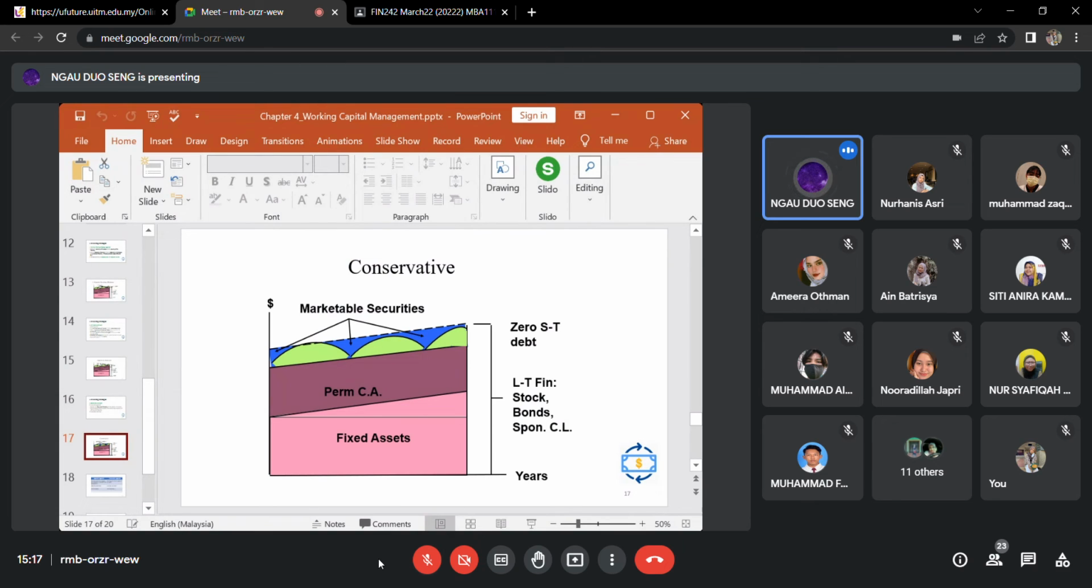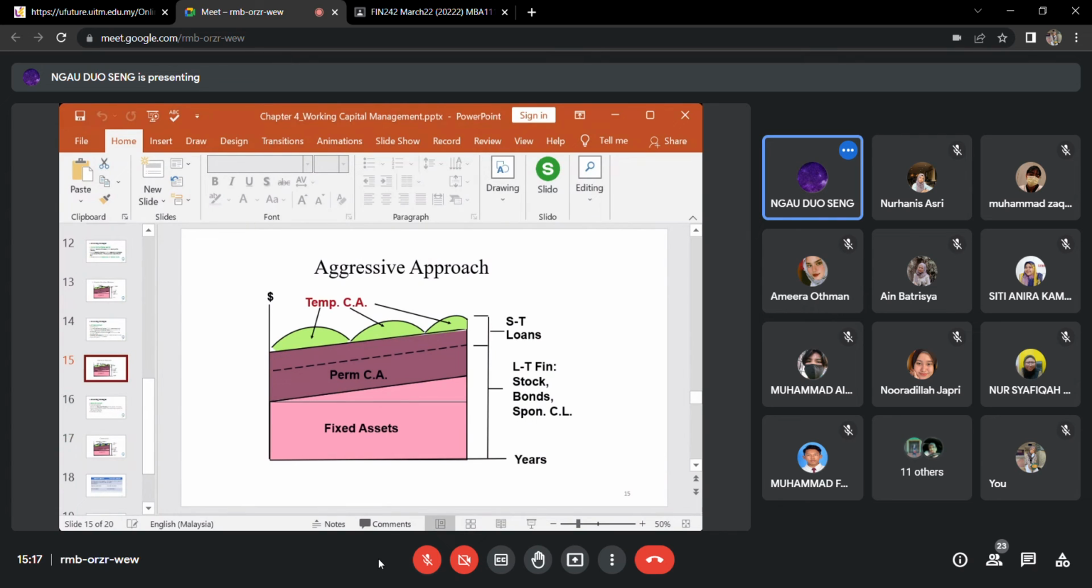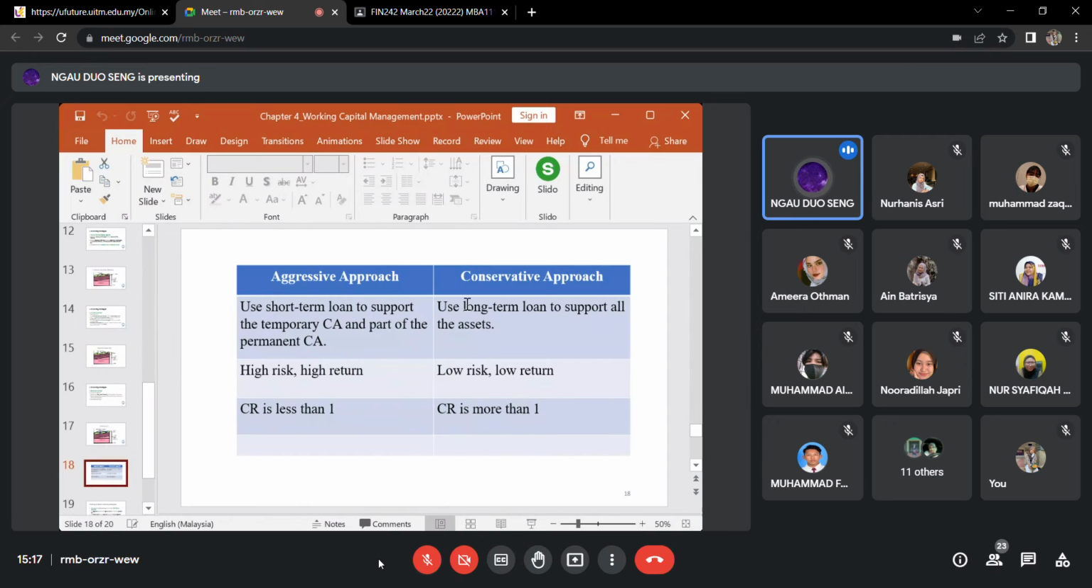What is the difference between conservative and aggressive? Conservative, lowest risk approach. Yes. The firm uses long-term financing for the majority of its assets, and the firm supports fixed permanent current and average temporary current assets with long-term financing. Okay, so actually, yes, that is right, what your friend said.